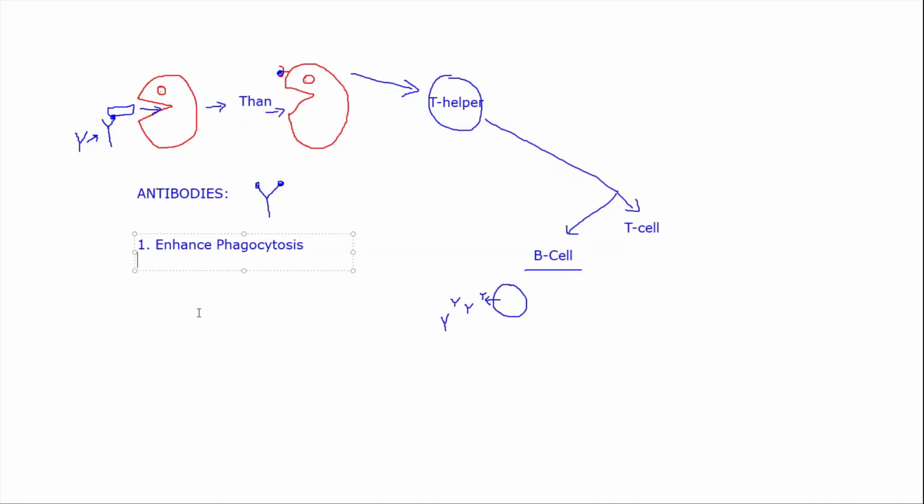The second thing that they are able to do is they are able to activate complement protein. And complement protein, just like macrophages, is part of the non-specific immunity. So again, here we have a crossover. But these antibodies are going to activate complement protein.